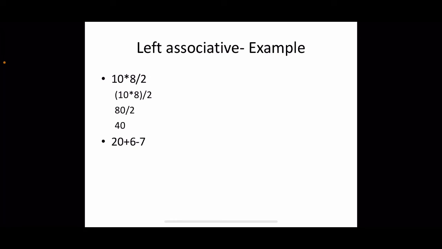Another example: here also we have two different operators of the same precedence, that is plus and minus. That is also left associative. That means we have to evaluate from the left side. 20 plus 6 will be evaluated first, that is 26. Then minus 7 will be done. 26 minus 7, that is 19. So this is left associative.